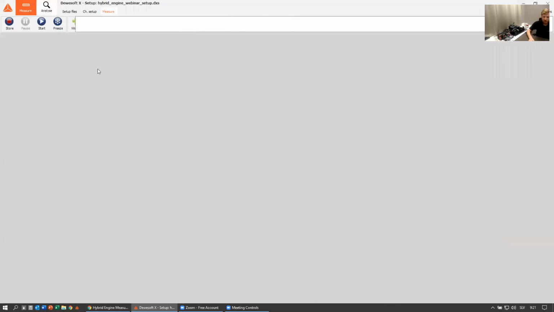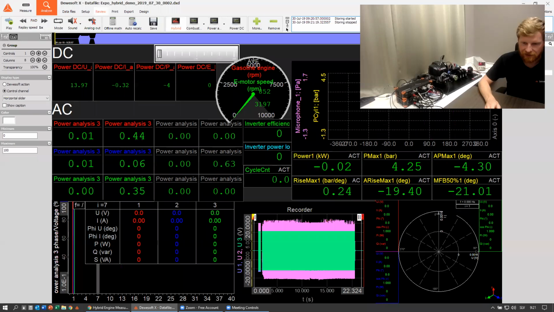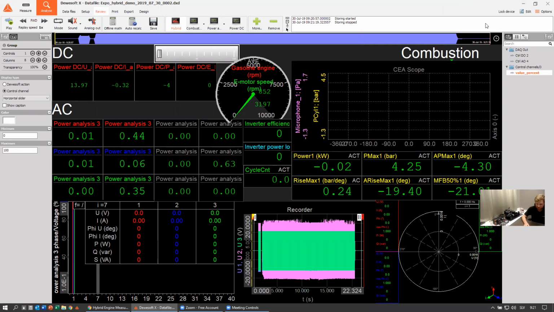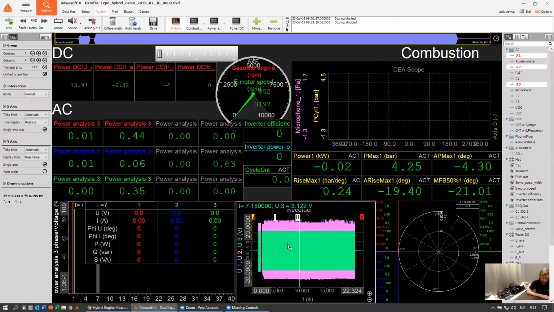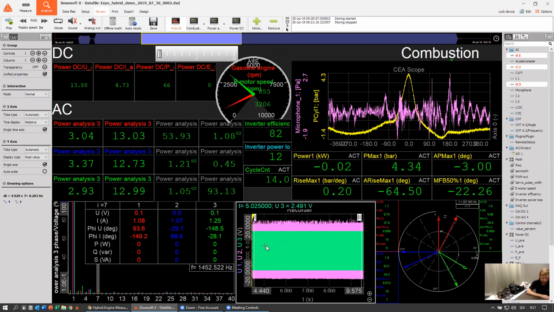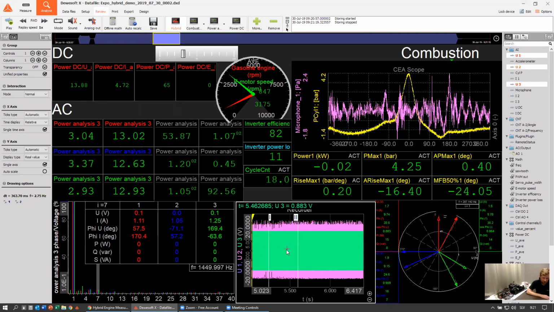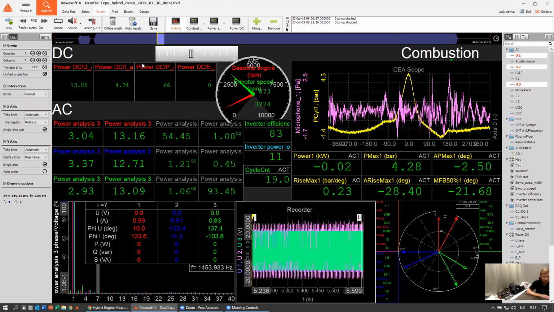Okay, we'll go into analysis mode so we can see what we have measured here. We don't need this image at the moment. Let's just zoom into a part of the data file. So just to explain what we have on the screen.